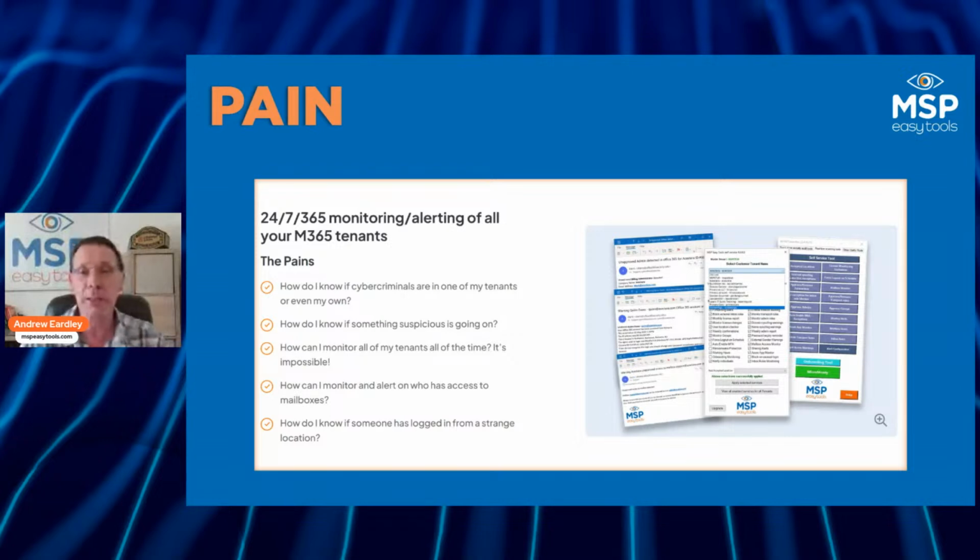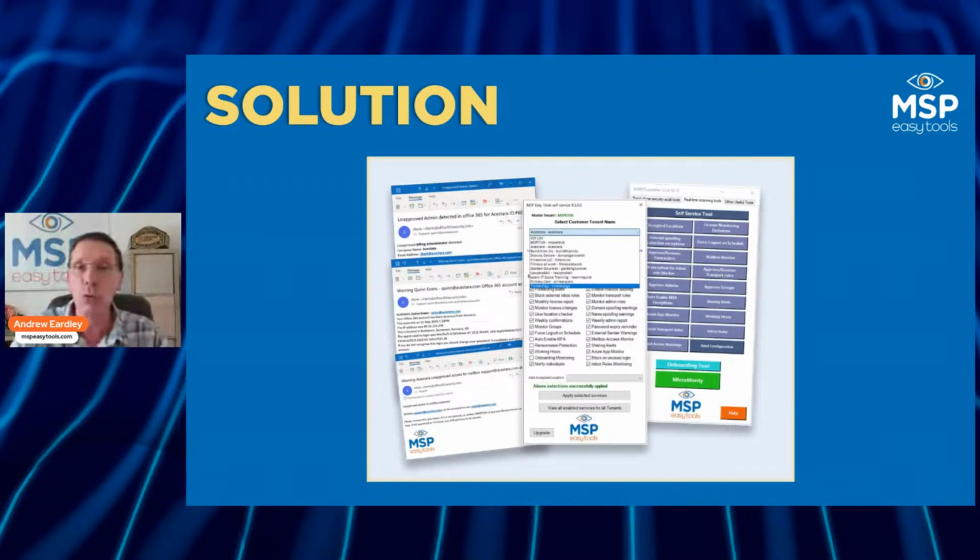What would happen if one of your engineers' M365 accounts got compromised? Can you guarantee it won't happen? I knew I couldn't. We've worked with several MSPs across the world that have been breached but didn't know about it till they spoke to us. Can you honestly say these things don't worry you? How do you know if cyber criminals are in one of your clients' tenants, or even in your own? How do you know if something suspicious is going on? How can you be on top of everything all the time with all the tenants you have?